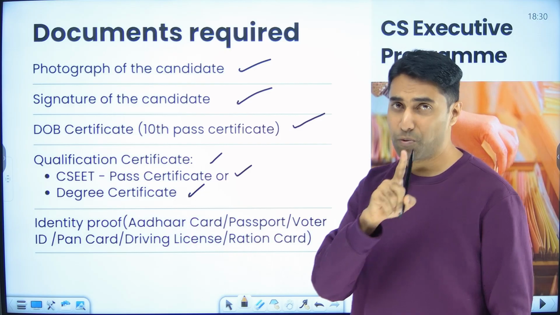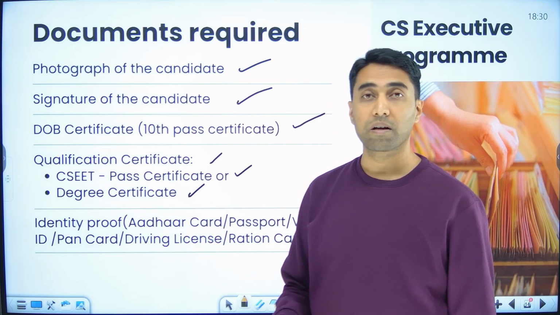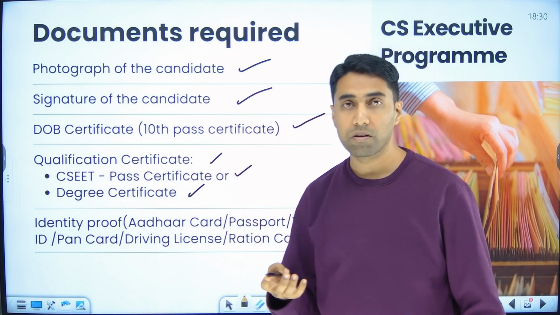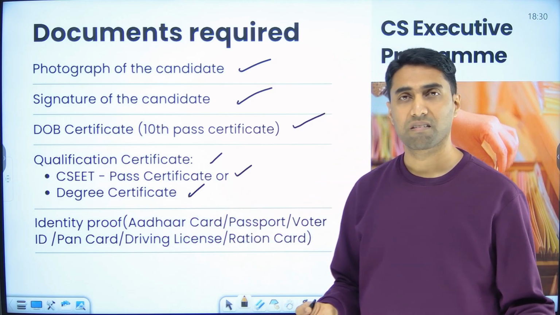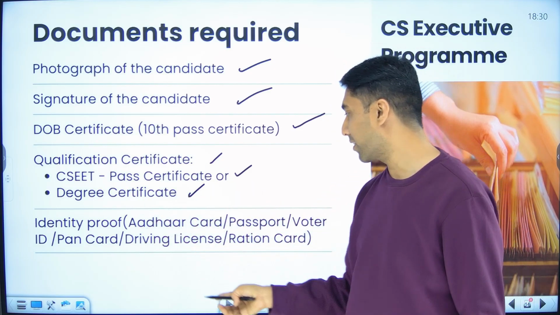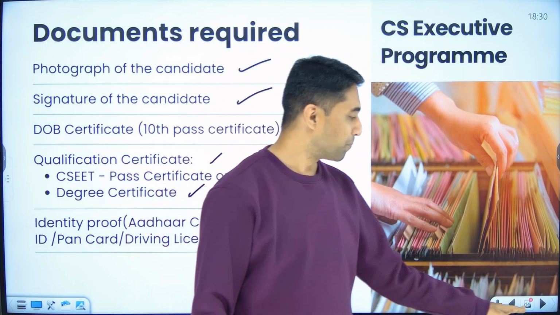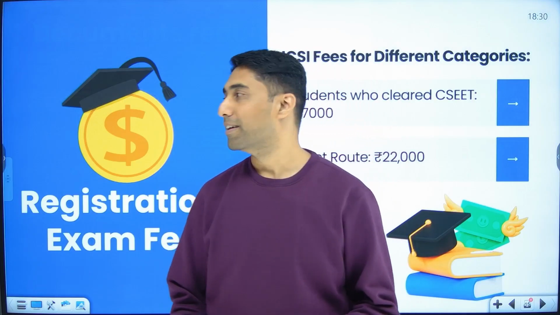And identity proof, any one. Because once one student said, sir, I read the rules, I don't have a passport. You don't need a passport. Why do you need it? You have Aadhaar or passport or voter ID or PAN card or driving licence or ration card. Any one you need. I'm sure you'll have one identity proof that you're an Indian person.